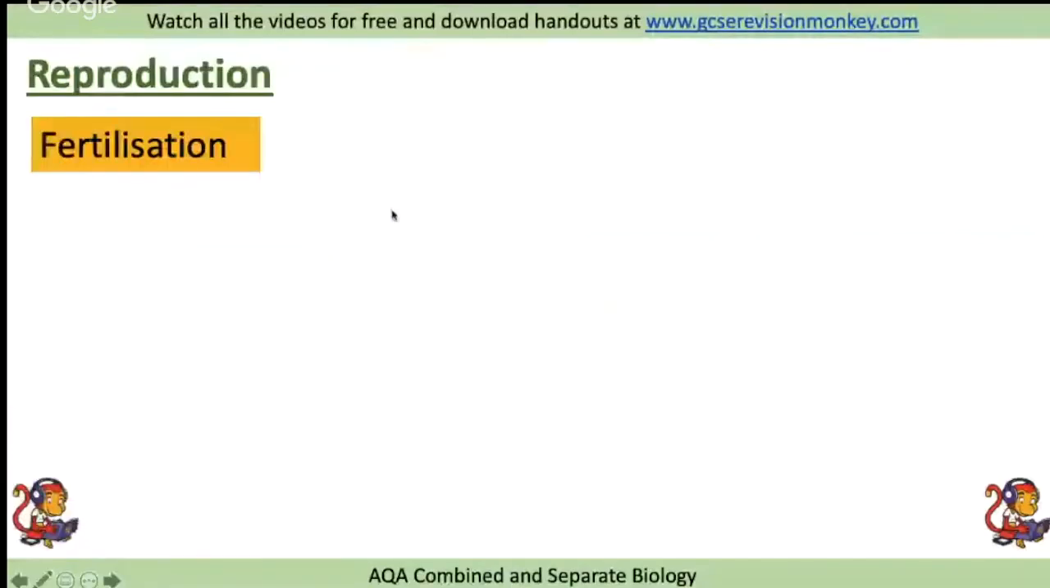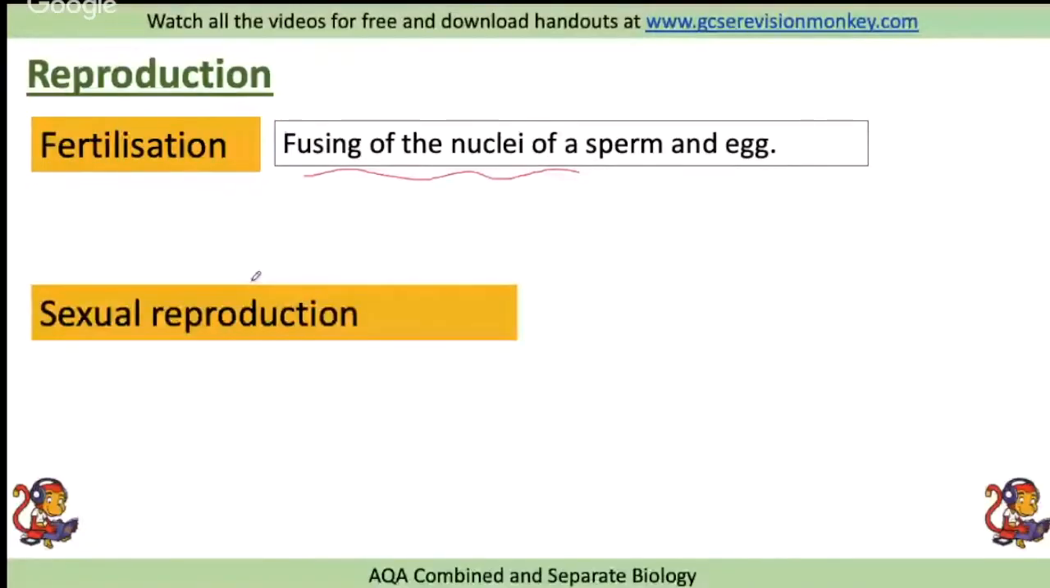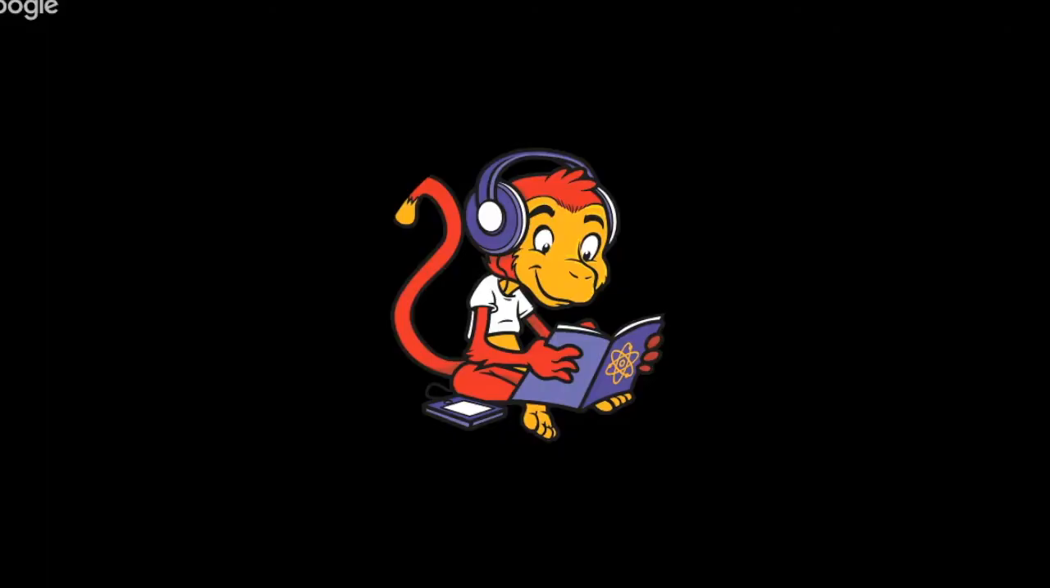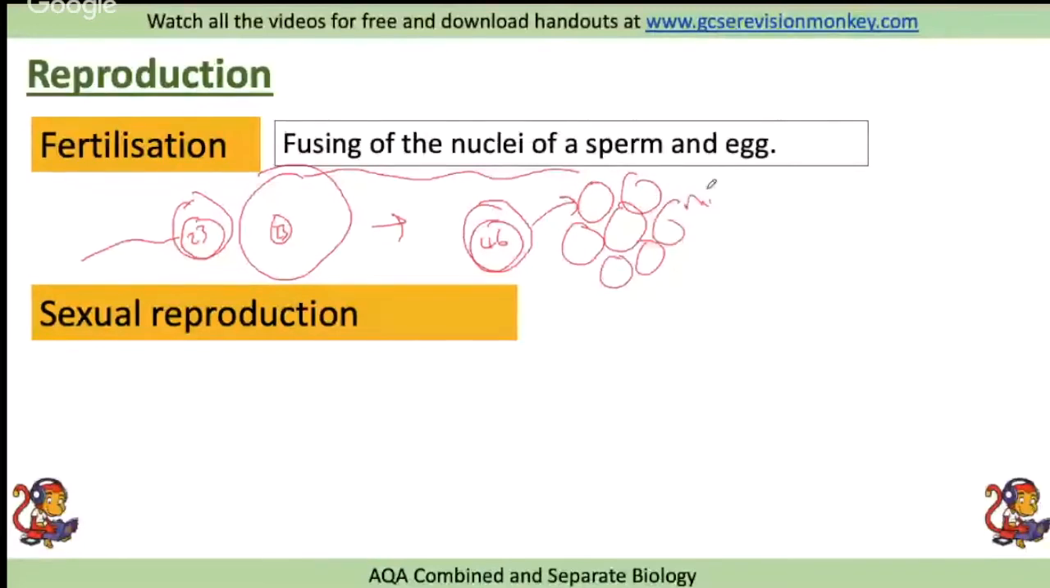Reproduction. We'll start off with fertilization first of all. Fertilization is the fusing of the nuclei of the sperm and egg. Sexual reproduction then is what involves fertilization. So when a sperm, for example in a human with its 23 chromosomes, fuses with the nuclei of an egg with 23 chromosomes, they will make a fertilized cell with 46 chromosomes. That will then start to divide by mitosis to make an embryo. So mitosis when it's growing into an embryo. Meiosis when it's to make these first of all.